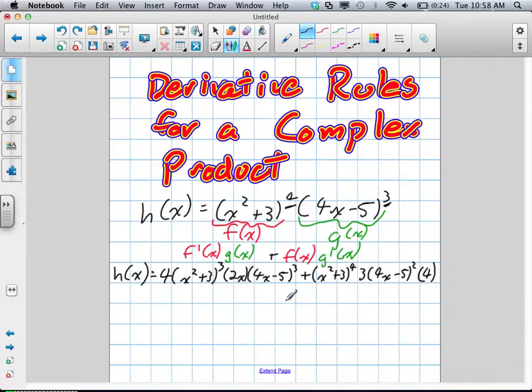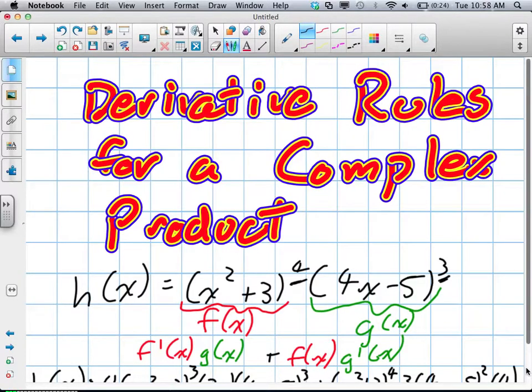From there, I don't know why I zoomed out. I want to zoom in.